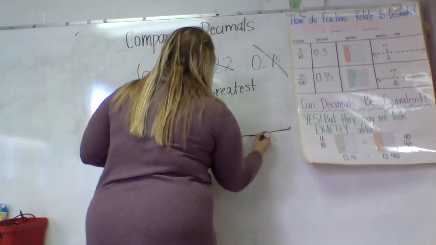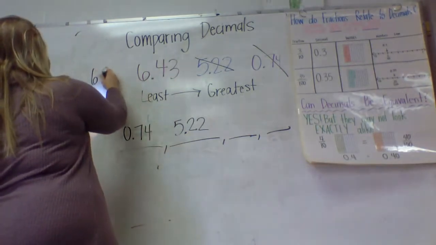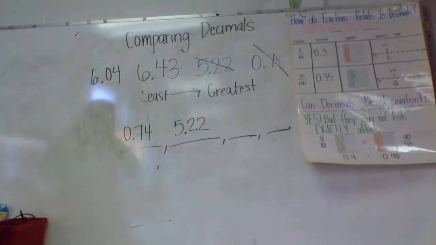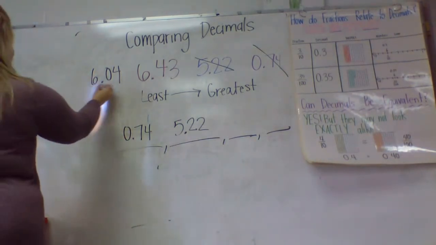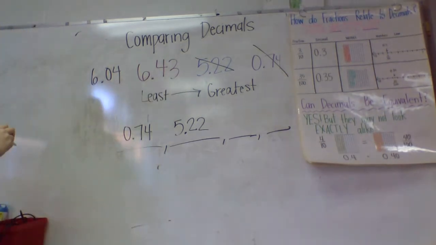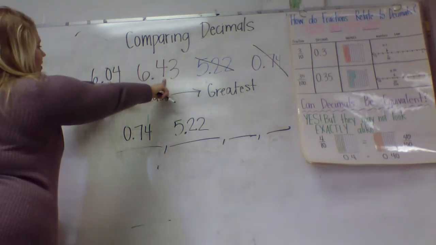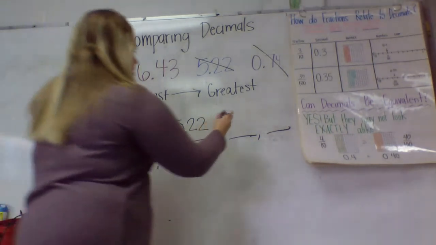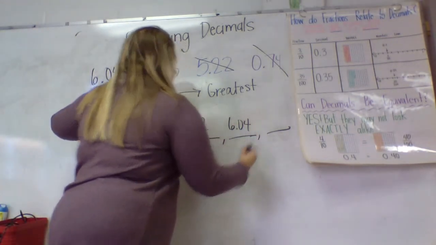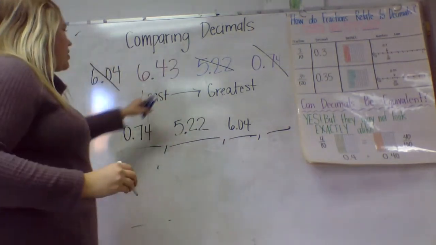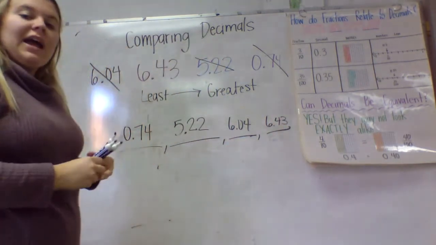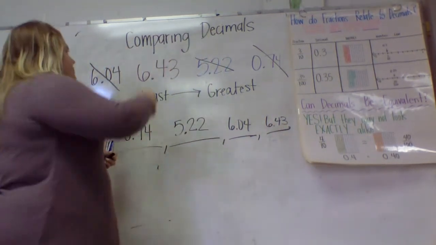I'm going to add in another one. What if 6 and 4/100 is also added in? So now I'm looking for the smallest one. I've got 6 and 4/100, 6 and 43/100. Well, they both have 6 as their whole number, so that doesn't help me. So then I need to look at their tenths. Which one of these is the smaller one? It would be this one. So that's my next smallest number, which means 6 and 43/100 is the greatest out of that list of numbers.